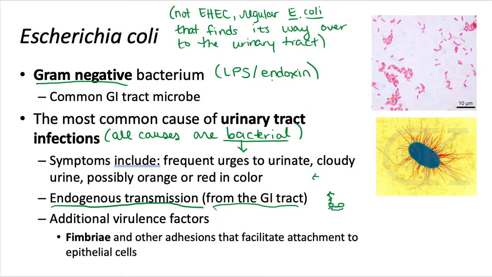Because if this endotoxin gets into the bloodstream, then that can cause endotoxic shock, or it can cause the infection to become septic. In addition to endotoxin, you can see in this picture here that E. coli has fimbriae, which are numerous pili that extend off the surface of the cell. They aid in attachment to surfaces, and in this case, the attachment is to the epithelial cells that are lining the urinary tract.